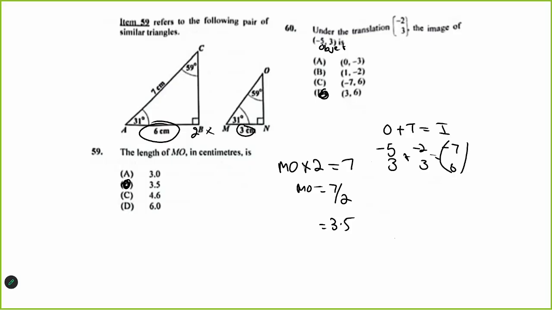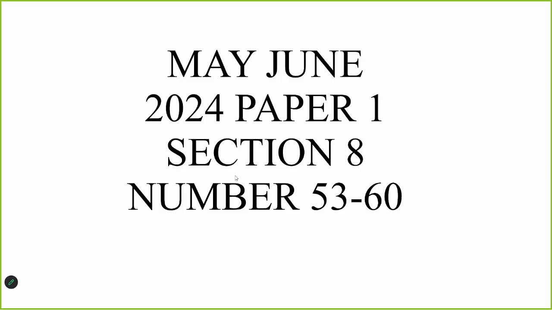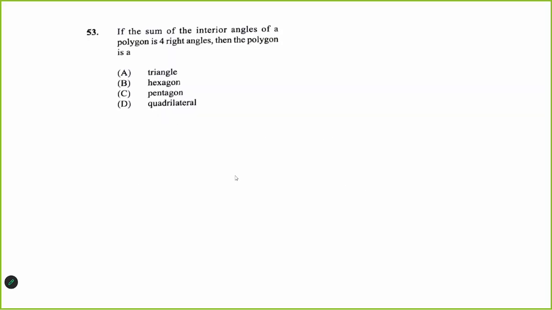Right, and that is the end of January 2025. Let's look at May, June 2024. If the sum of the interior angles of a polygon is 4 right angles, and 4 right angles means 4 by 90, which is 360. So the answer is a quadrilateral.